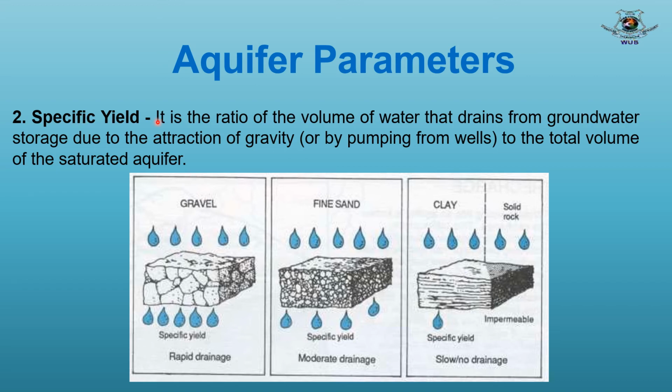Specific yield. Specific yield can be defined as the volume of water released from a unit volume of aquifer material when allowed to drain freely or by gravity. In another way, it is the ratio of the volume of water that drains from groundwater storage due to the attraction of gravity to the total volume of the saturated aquifer. The specific yield depends on soil characteristics. For gravel, drainage occurs rapidly. For fine sand, it occurs moderately. For clay soil, it occurs slowly. And for solid rocks, no drainage occurs.